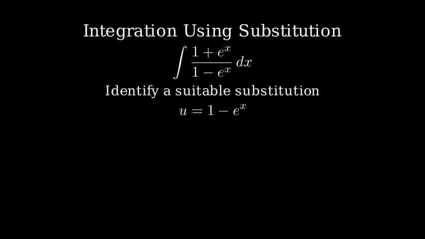Let's differentiate our substitution to find our dx term. Taking the derivative with respect to x, we find that u prime is equal to negative e^x. Hence dx is du over negative e^x.